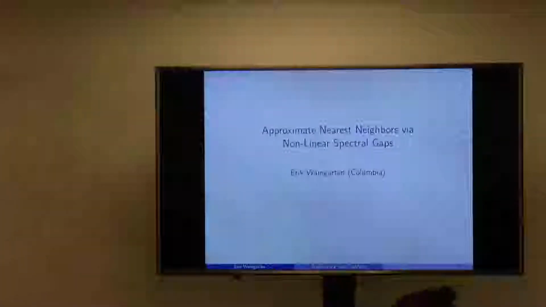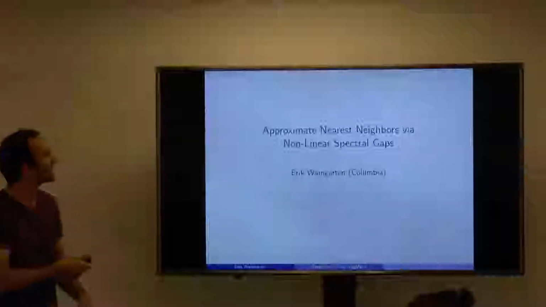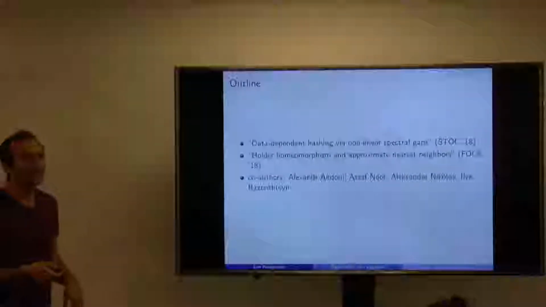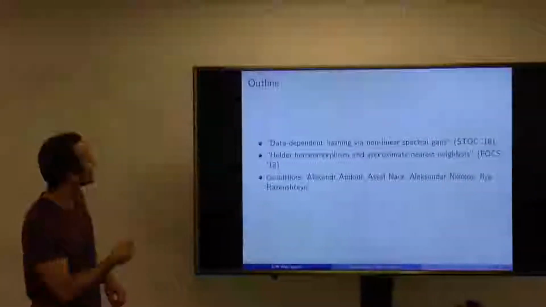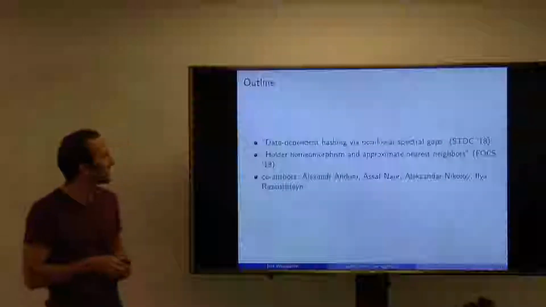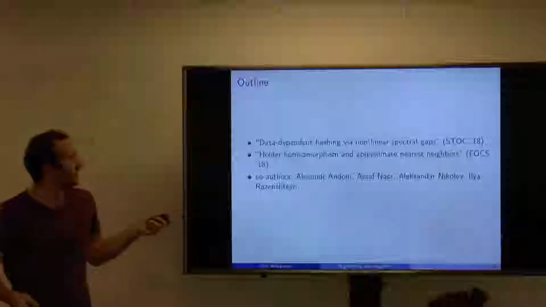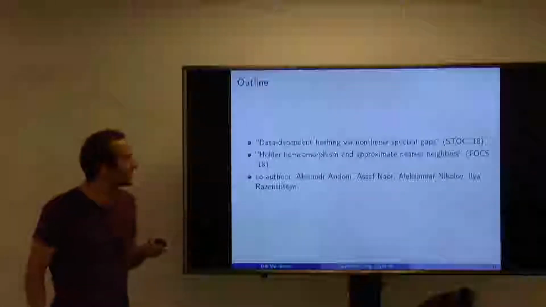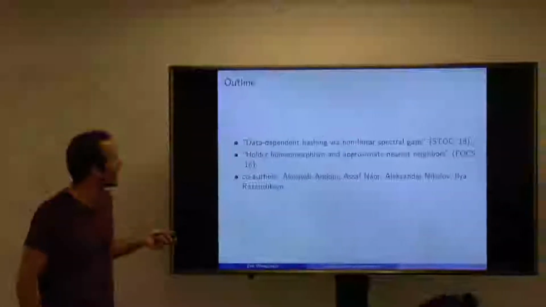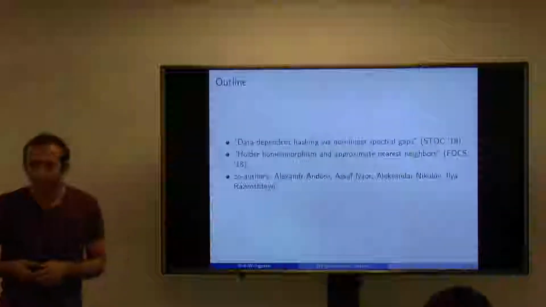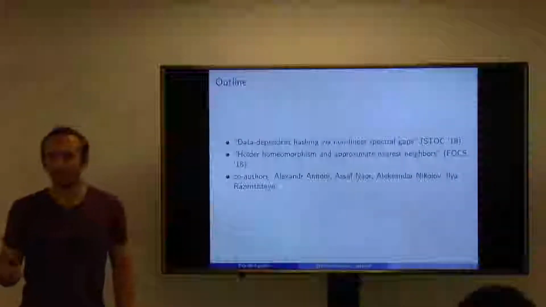Okay, great. So in this talk, I'll try to cover two papers that we've had in the past years: data-dependent hashing via nonlinear spectral gaps and polar homeomorphisms and approximate nearest neighbors. This is joint work with Alex Andoni, Assaf Naor, Alexander Nikolov, and Ilya Razenshteyn. If there are any questions, please stop me and ask.